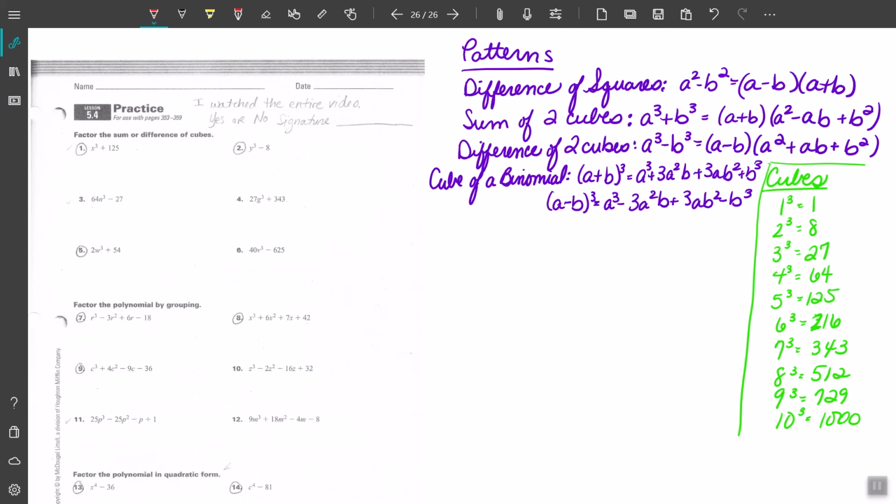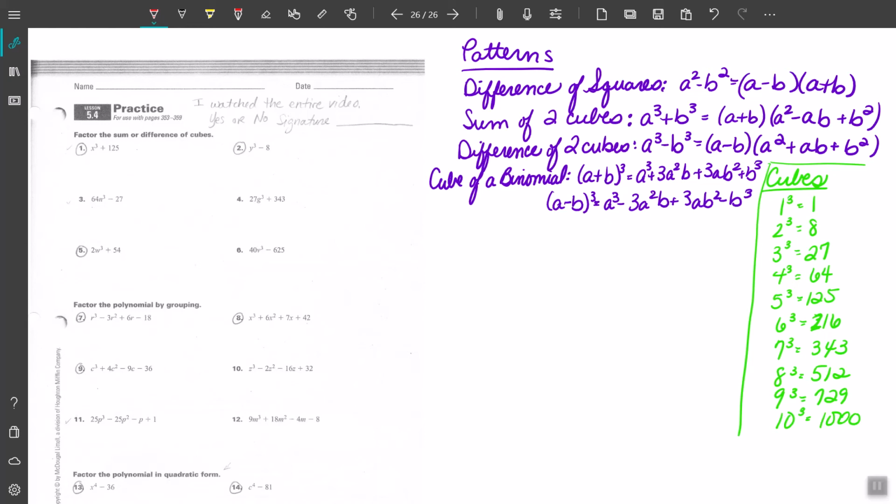We're going to continue with factoring in lesson 5.4, and you can see that I've written some patterns that you're going to need to be familiar with for this lesson. So stop the video and write these down so that you have them. You probably should write them on a piece of notebook paper that you can keep in your notes, because we're going to be using this for all of these patterns for chapter 5.